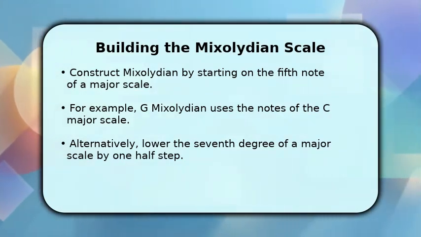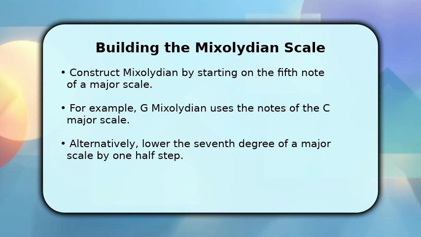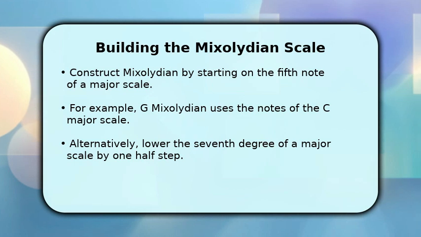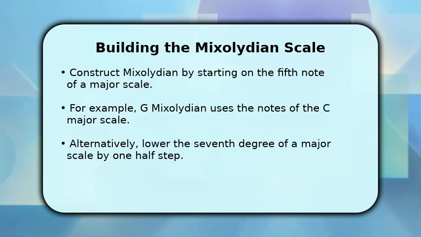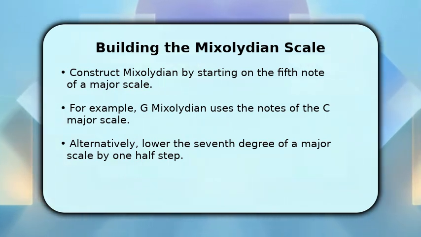One common method is to take a major scale and start on its fifth degree. For instance, to play G Mixolydian, you would use all the notes of the C major scale, but begin and end on G. Another way is to take any major scale and simply lower its seventh scale degree by 1/2 step, creating that signature dominant sound.